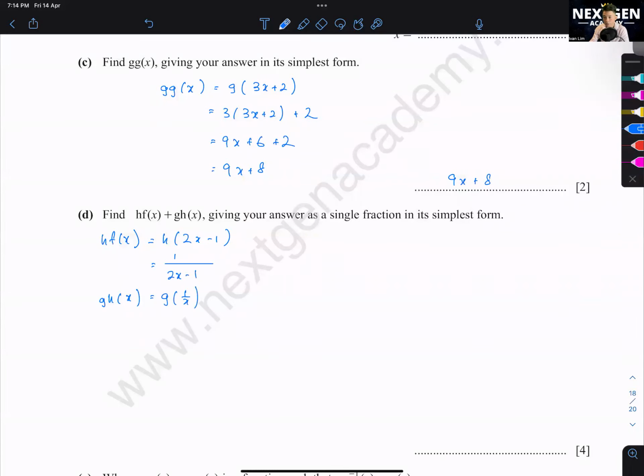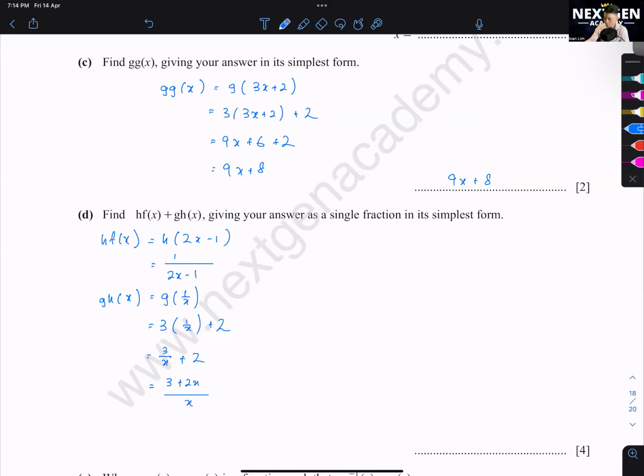3, 1 over x plus 2. Okay, so here 3x plus 2. Okay, I make it to one fraction now because eventually you need to make it to one fraction. So this one 3 plus 2x over x.